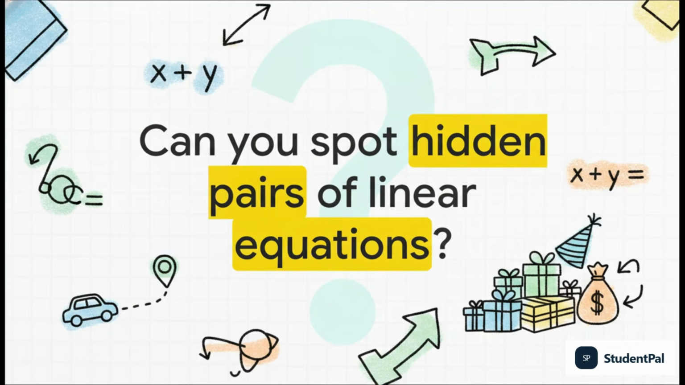Because at the end of the day, these equations aren't just some dry textbook theory. They are the underlying code of everyday life decisions. The next time you try to maximize a budget for a party, or maybe calculate speed and distance for a family road trip, look closely. Ask yourself, what are my two unknown variables? And what are my two clues? The math is hiding right there in plain sight.